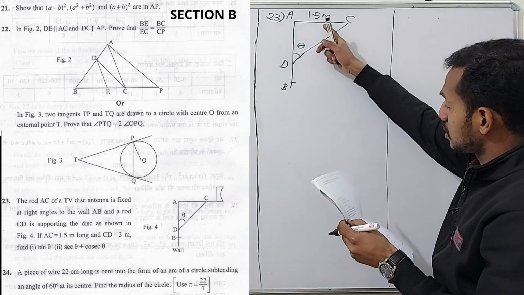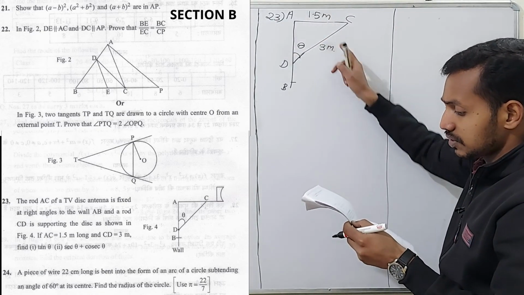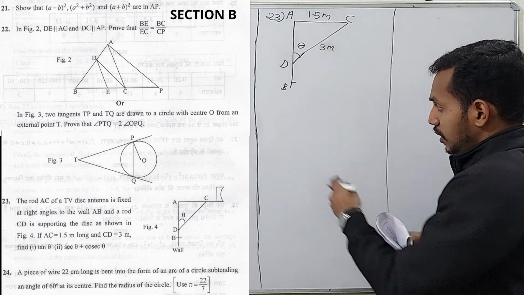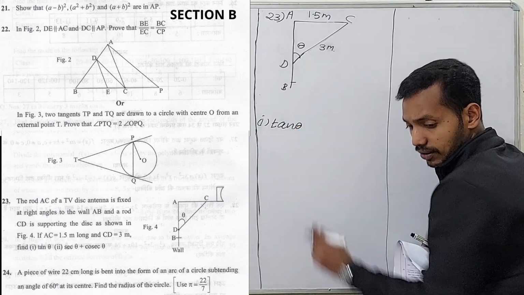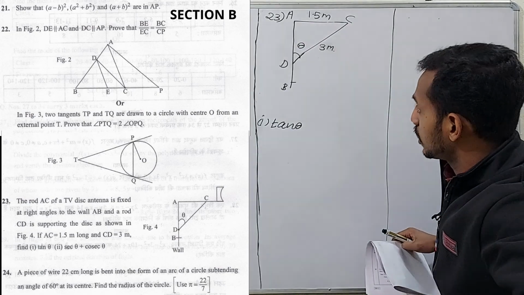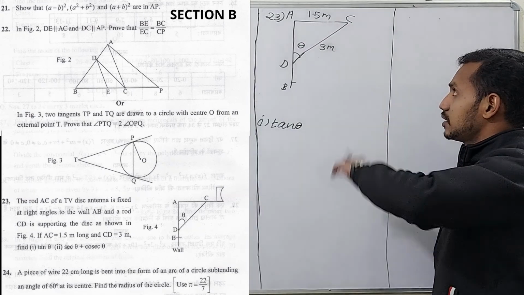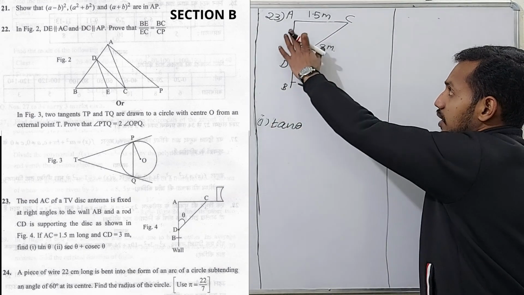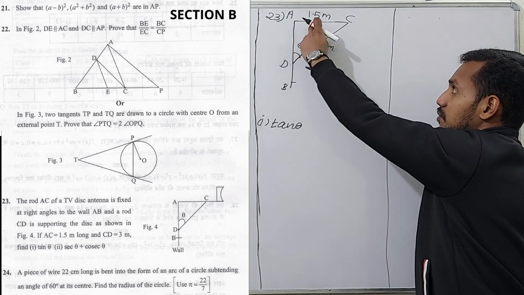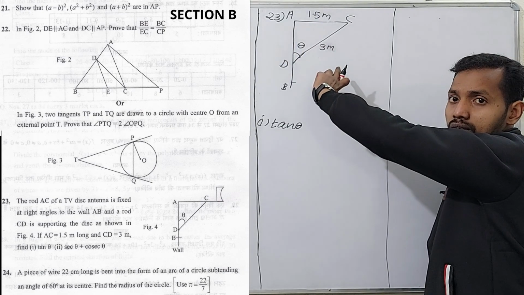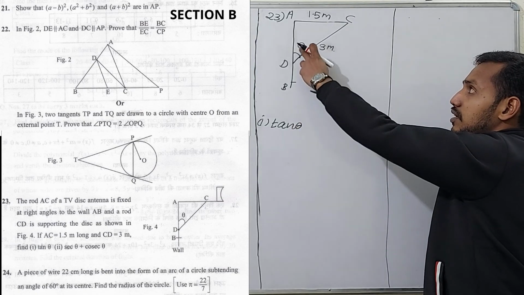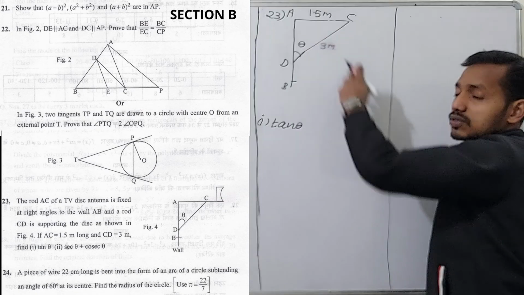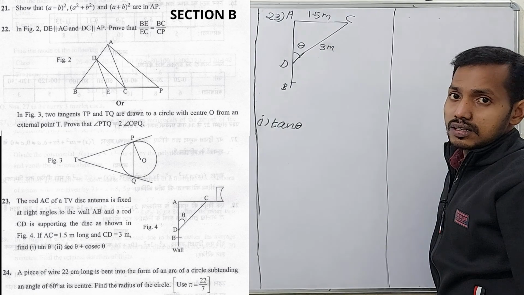The length of AC is given as 1.5 meter and the length of CD is 3 meter. We have to find the value of tan theta. First question is find the value of tan theta. For this type of question, we can approach in both ways. Either we apply the Pythagoras theorem to find this side, so that we get opposite and adjacent side, opposite by adjacent. But for this question, let's check whether we will be able to find theta by using the given sides.